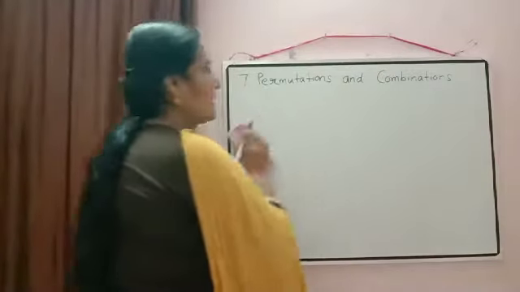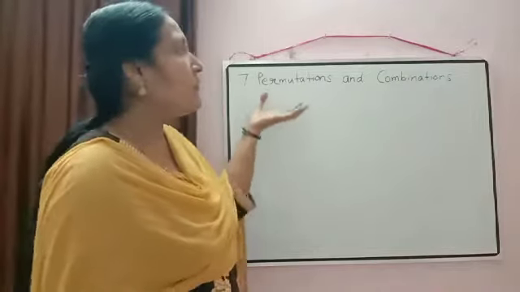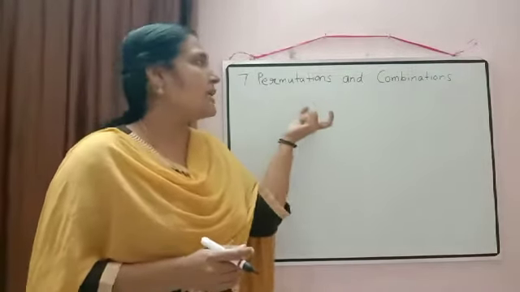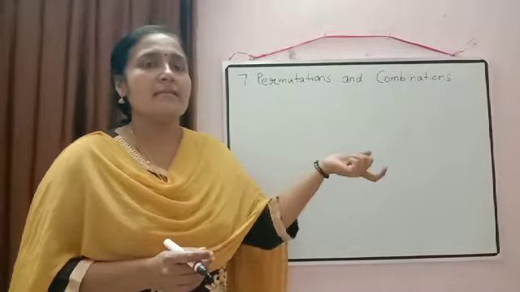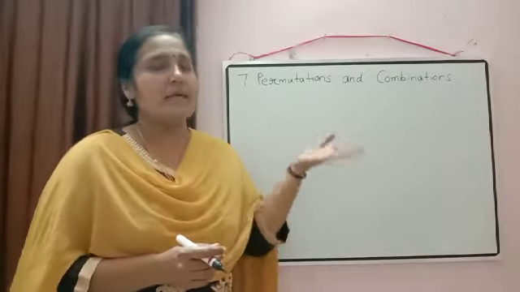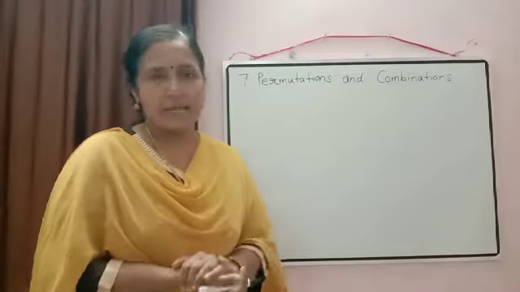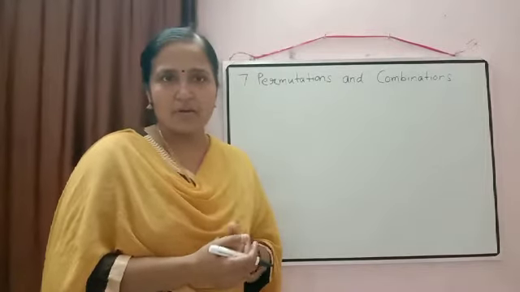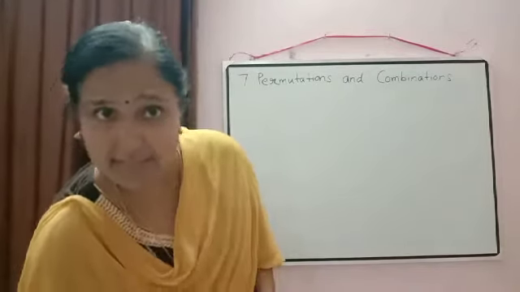So permutation means nothing but different ways of arrangement. So just write down the definition of permutation. Permutation means the number of ways of arrangement. So I hope the concept of permutation is clear to you. Now we'll do some questions based on this concept.